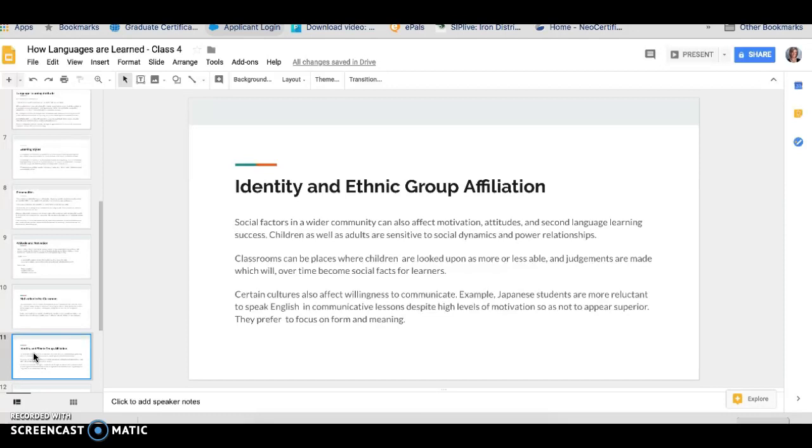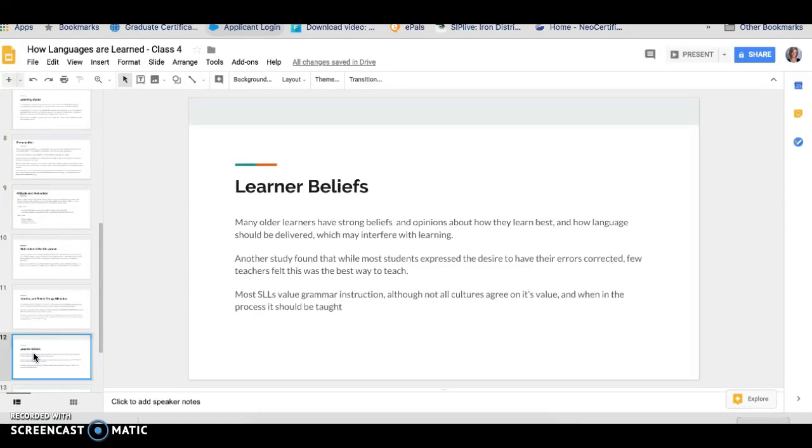And certain cultures are also more willing or less willing to communicate. For example, Japanese students are more reluctant to speak English in communication lessons, despite high levels of motivation, because they don't want to appear superior. And so they prefer to just focus on meaning and form rather than communication. And we see that in a lot of different ethnic groups and how they feel and what they believe.